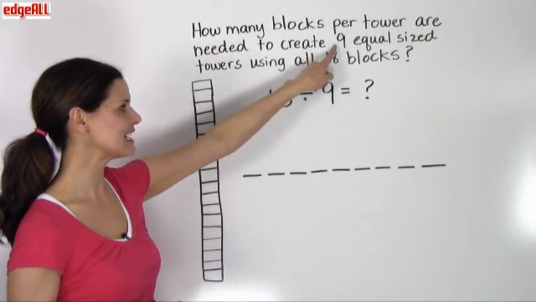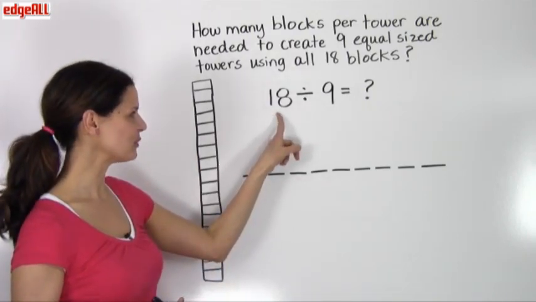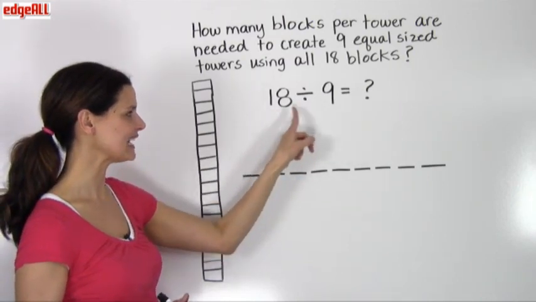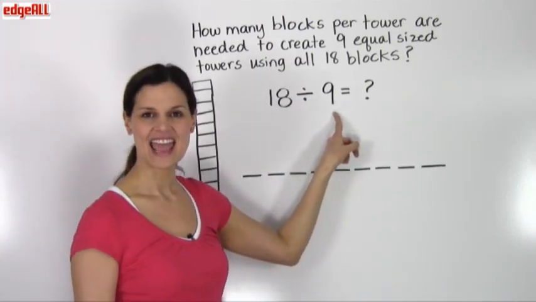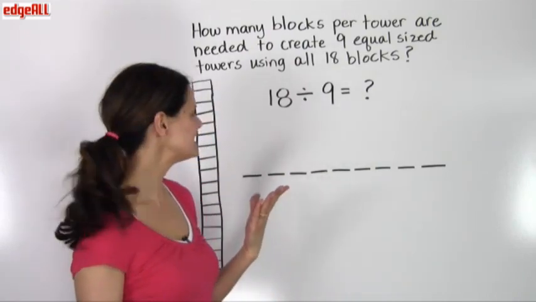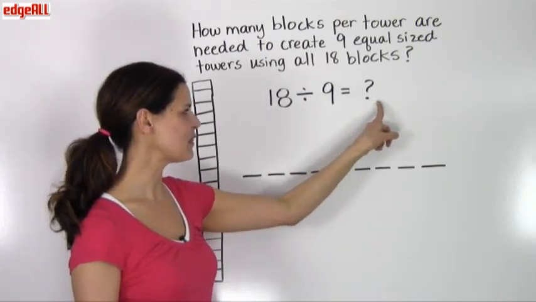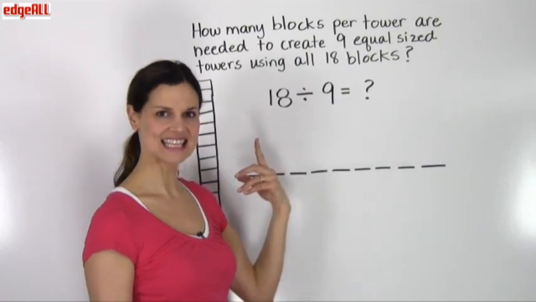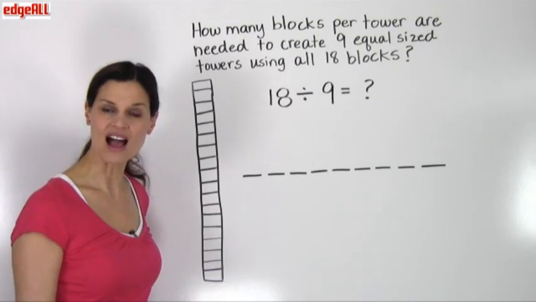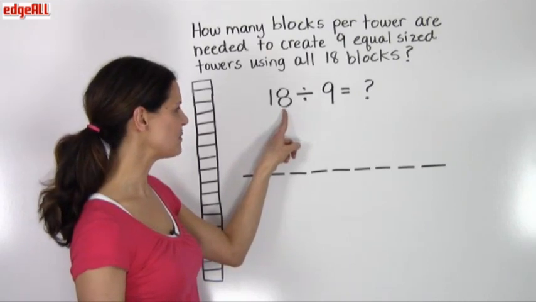evenly sized smaller towers. So looking at this as a division problem, we're looking at what is the answer to 18 divided by 9. And looking at all the pieces of a division problem, we still have the dividend, the divisor, and the quotient. In this case, our dividend is still our total number of blocks, which is 18. So our dividend is 18, total number of blocks.